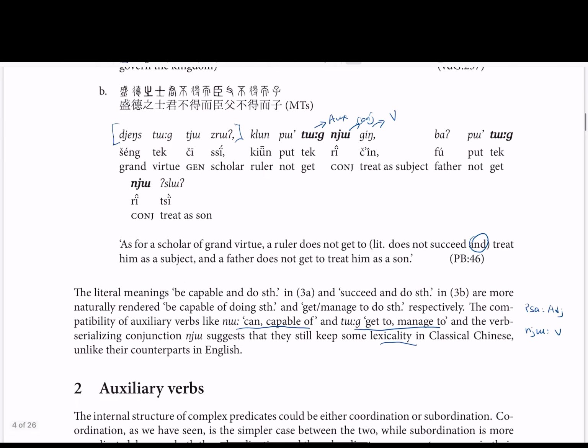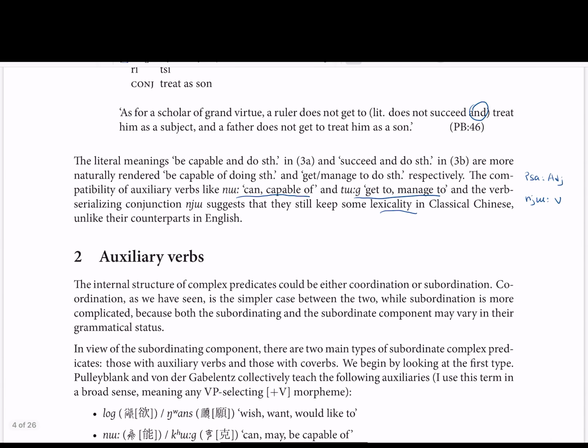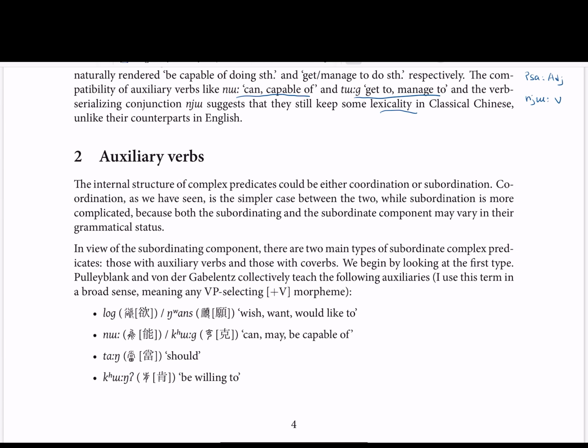And now let's move on to the second section about auxiliary verbs. Generally speaking, the internal structure of complex predicates could be either coordination or subordination. Above, we have learned coordination, which is also the simpler case between the two. Subordination, on the other hand, is more complicated because both the subordinating and the subordinate component may vary in their grammatical status. There are 2 major types of subordinate complex predicates in view of the subordinating component: the auxiliary verbs and the coverbs.